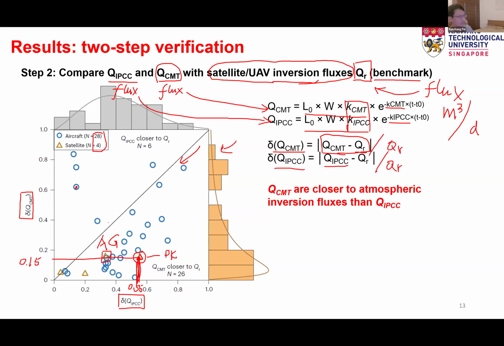Again, this one-to-one line means that the error of our approach and the IPCC approach is the same. But here we are basically showing that our errors are in general lower than IPCC's errors. In other words, our approach is closer to the real measurements. Our approach is more accurate than IPCC's default approach.